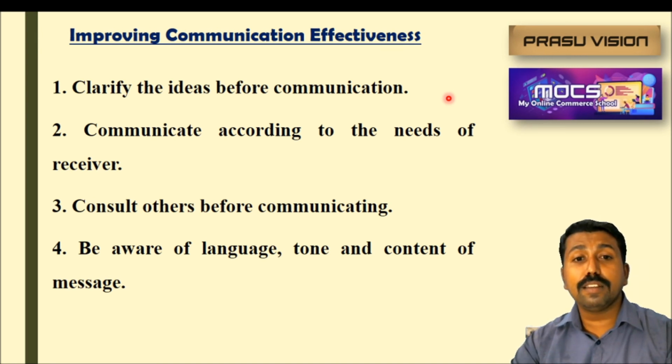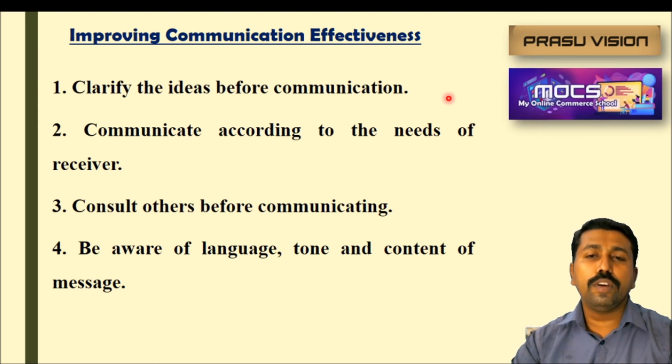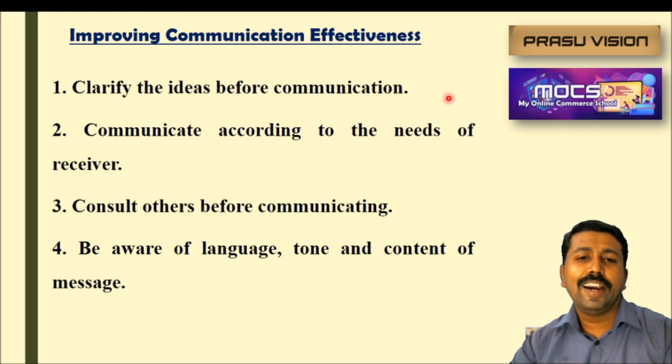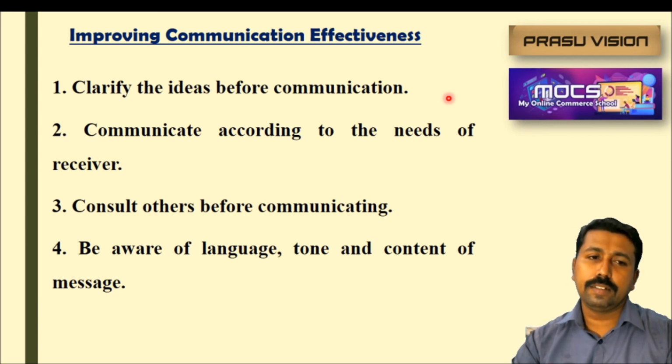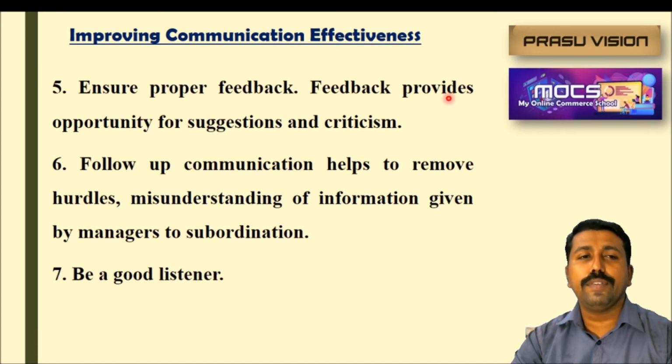Third one is consult others before communicating. Whenever we are taking a decision in the organization, before taking the final decision, we have to consult with all the workers or representatives of workers in the organization. Then they have to join together for a meeting and take the decision. It will reduce the barriers. And be aware of language and the tone, way of talking, and content of message. Before transmitting the information, we have to be aware of the language of the receiver, the tone, how we are talking, and the content or message we are giving. If we are giving a wrong message, it will create a negative translation of information. So these are the ways we can improve the communication effectiveness.